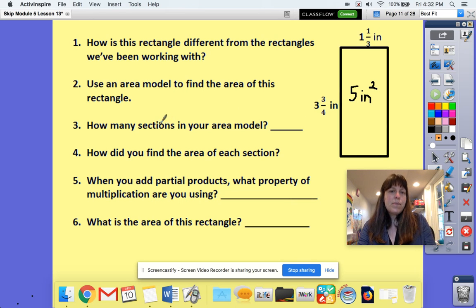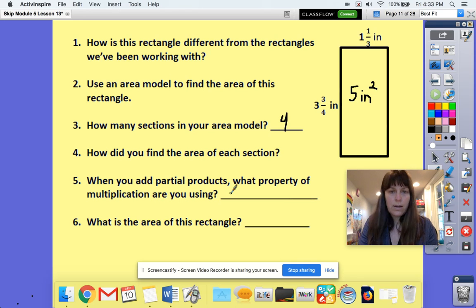So, how many sections were in that area model? There were 4 boxes. How did we find the area of each section? We multiplied. When you add partial products, which property of multiplication are you using? We kind of took partial products and then we put them together, and that property of multiplication is called the distributive property.